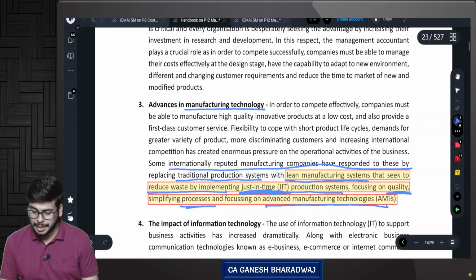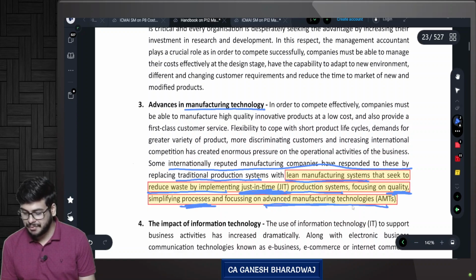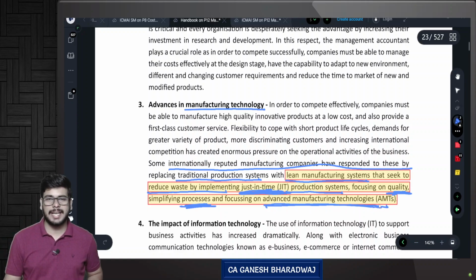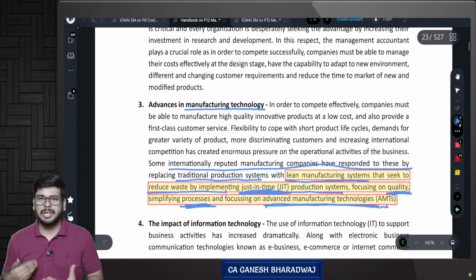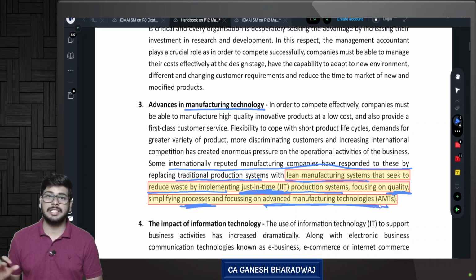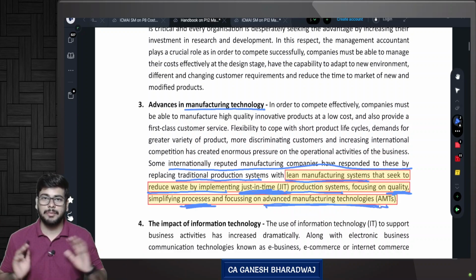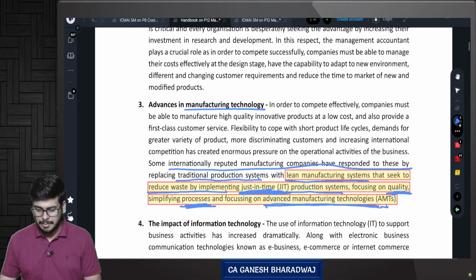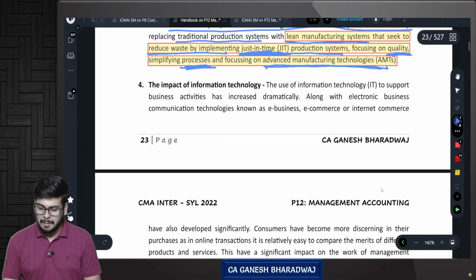Focusing on quality and simplifying the processes, and focusing on advanced manufacturing technologies, AMTs. So big companies come up with the latest technologies, artificial intelligence driven tools and all that. In fact, there was one automobile company that said, we are going to have a factory that is 100% manless, meaning not even a single human being will be sitting inside the factory. It's all going to be robots. These are all some advanced manufacturing technologies. Clear? The impact of information technologies needs to be considered.